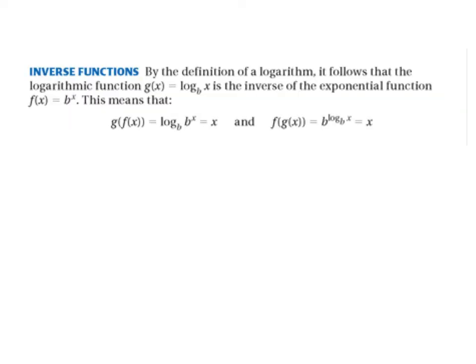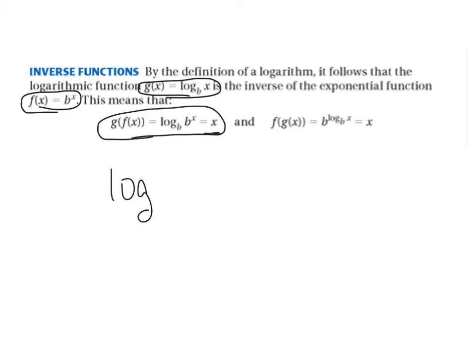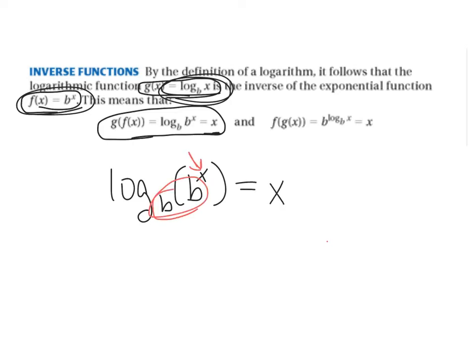Okay, inverse functions. If we look here, by definition of a logarithm, it follows that the logarithmic function g of x equals log base b of x is the inverse of the exponential function f of x equals b to the x. This means that if we test the inverse functions, we should get x. So g evaluated at f of x means this is g, log base b of x, but instead of x we put b to the x. And remember, when these two match, this is my answer. So this would be equal to x.